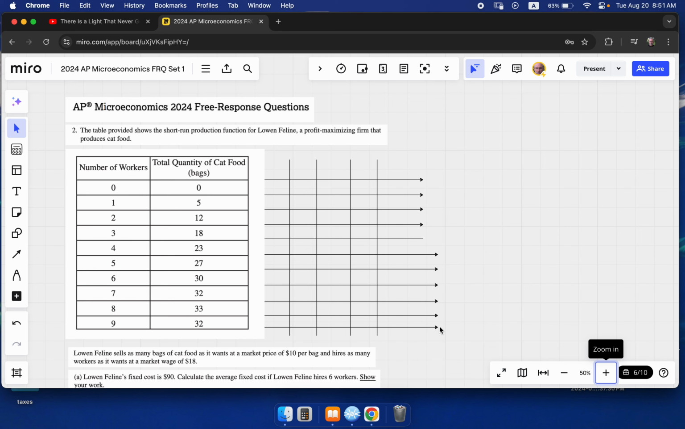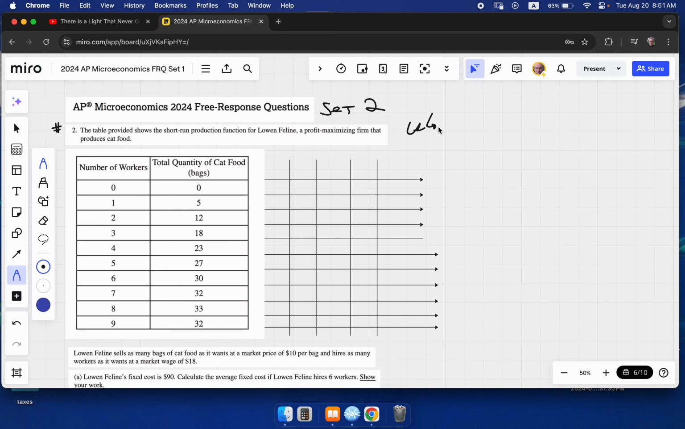Right, hey guys, let's do AP Micro 2024 FRQ free response question. This is set 2, and this is number 2. We can look at this and just know it's a labor question, or what some people would call a factor market question. Easy enough. These tend to be what we would call tables for labor. There's probably about 7 or 8 of these.